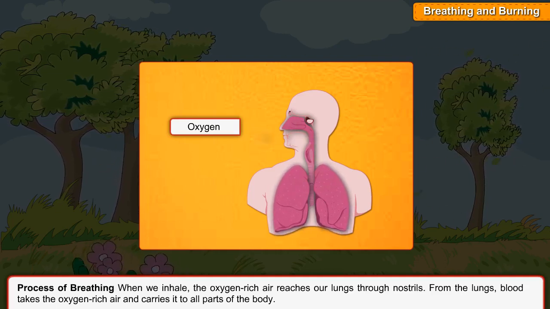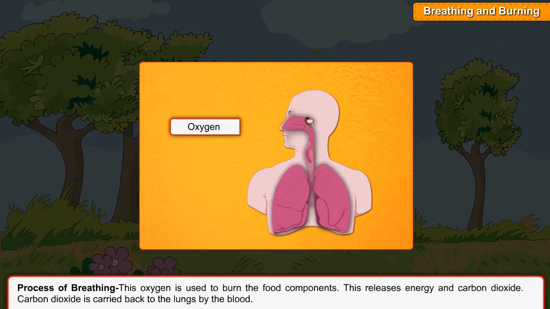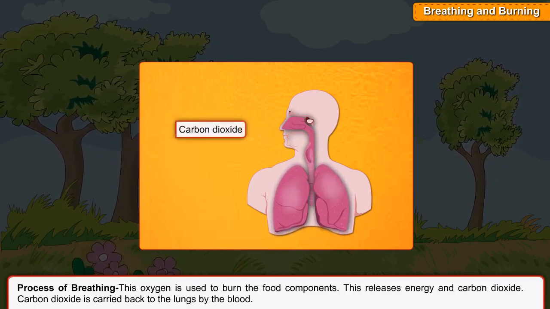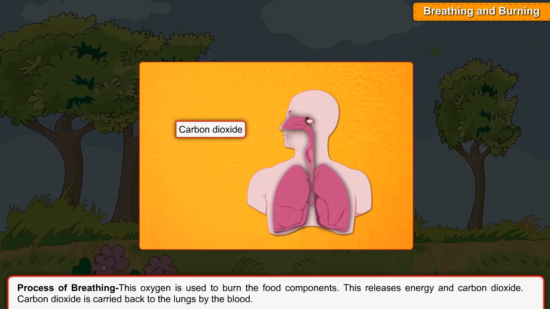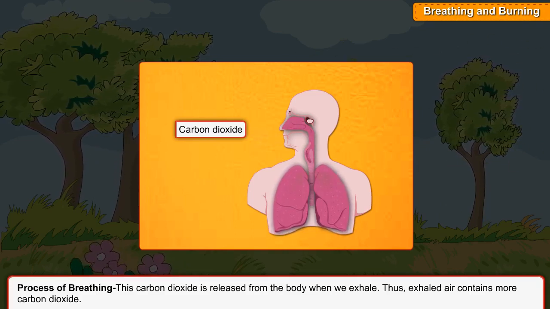From the lungs, blood takes the oxygen-rich air and carries it to all parts of the body. This oxygen is used to burn the food components. This releases energy and carbon dioxide. Carbon dioxide is carried back to the lungs by the blood. This carbon dioxide is released from the body when we exhale. Thus, exhaled air contains more carbon dioxide.